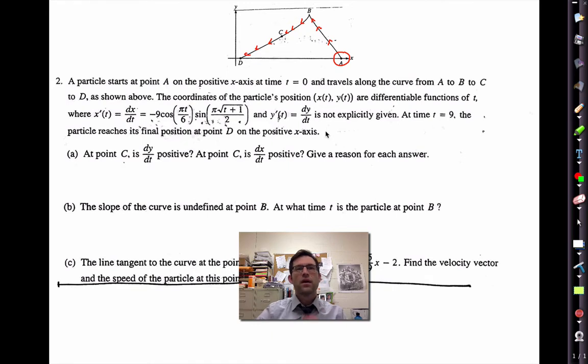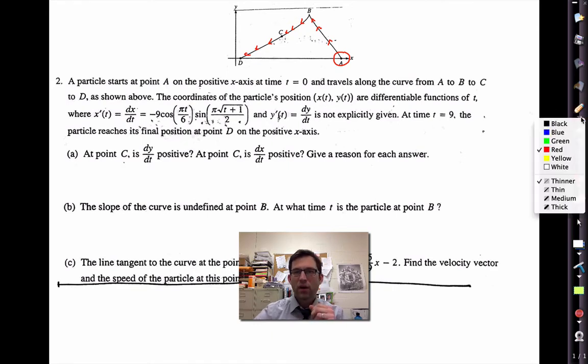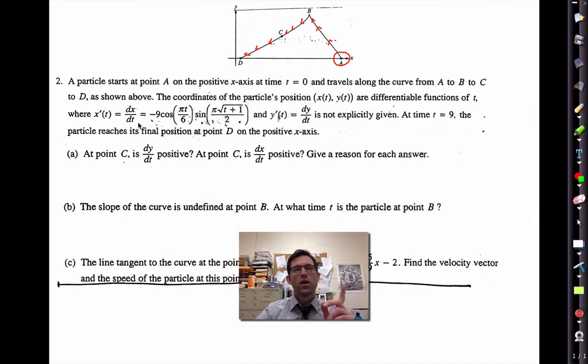The coordinates of the particle's position, x and y, are differentiable functions of t, where x prime, the velocity in the x direction, is given by this. The velocity in the y direction is given by this expression. Actually, it's not explicitly given. I apologize. At t equals 9, the particle reaches its final position at point D. So in other words, this consists of t equals 9, and this is at t equals 0.